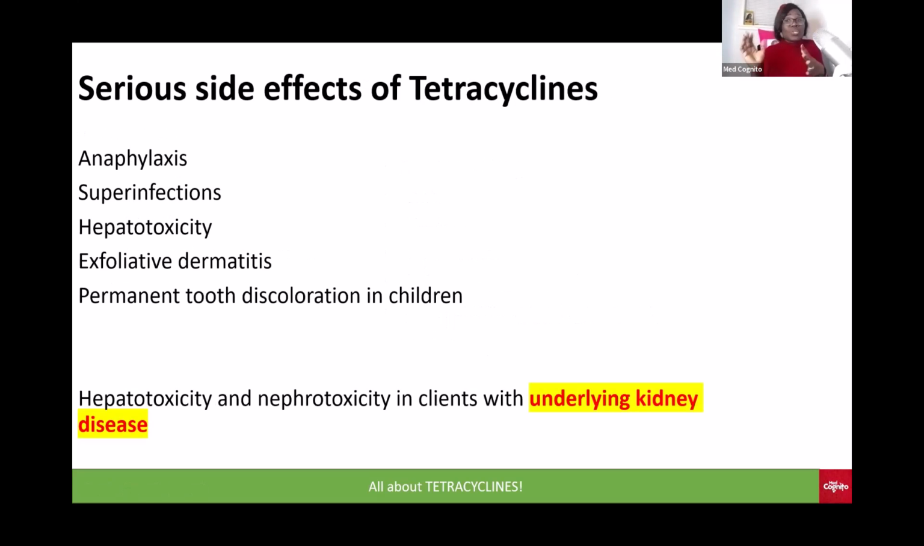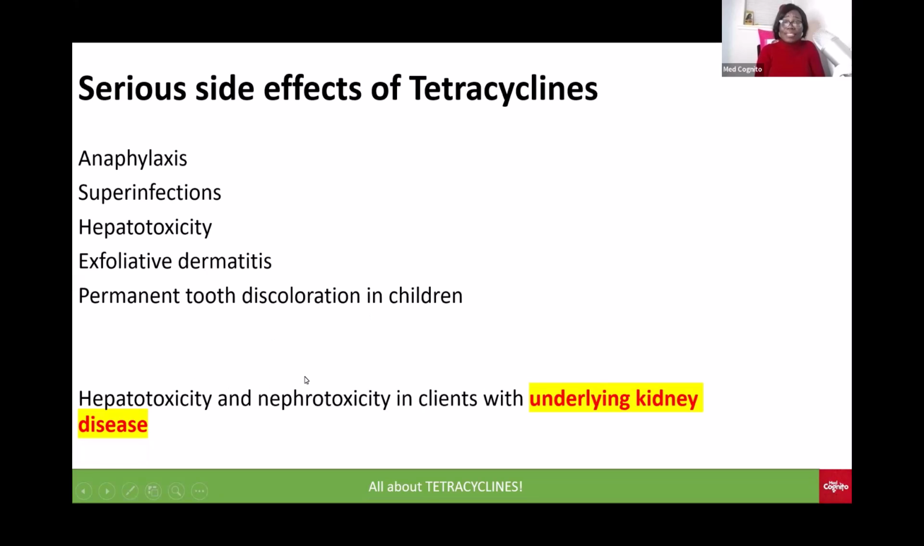Tetracycline also has some serious side effects that you must know. Anaphylaxis, it can cause allergic reactions. Superinfections, so it causes other infections to come in. Hepatotoxicity, it means that it harms the liver. It is toxic to the liver. It also causes exfoliative dermatitis. That is a very serious skin inflammation. And as we have said earlier, it causes permanent tooth discoloration in children.